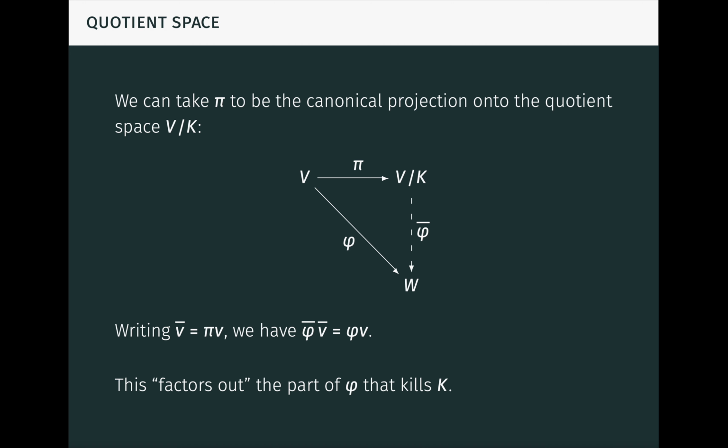Notice that this universal property allows us to factor out the part of phi that kills K into pi. Pi kills K and does nothing more, while everything else that phi does is carried out by phi bar. For this reason, we say that phi factors through pi. So the universal property says that every linear map that kills K factors uniquely through pi.